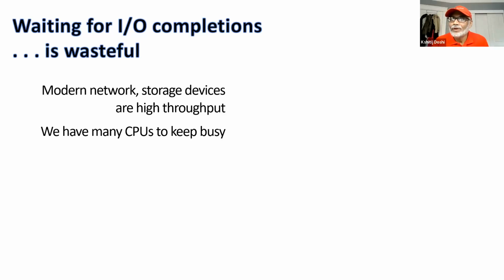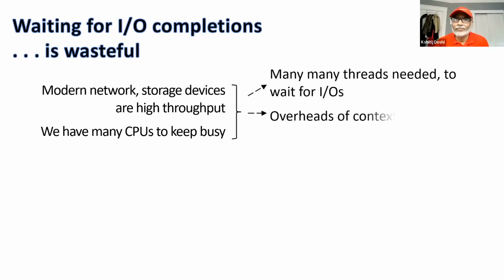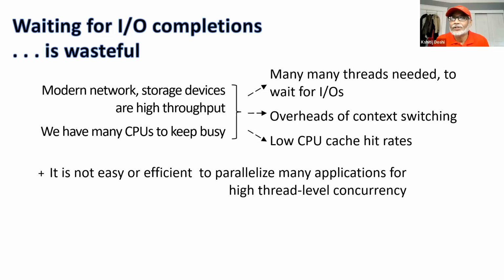Well, today we have many different network and storage devices that perform at very high throughput, albeit at modestly reduced latencies. So what tends to happen then is you end up having to block a significantly large number of threads that may be waiting for those I/Os. At the same time, we have many CPUs to keep busy. So effectively, we burn up a lot of thread memory, stack memory, and so on in order to wait for I/Os. There are also the overheads associated with context switching and very low CPU cache hit rates when this kind of switching becomes very frequent.